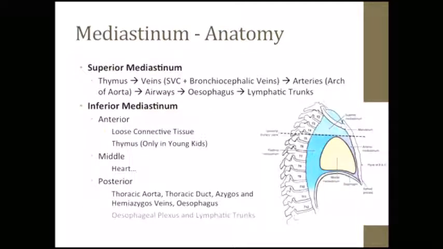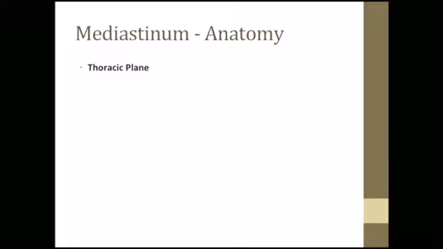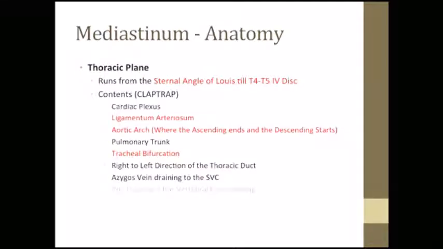So, yep, this is just a diagram to illustrate that. The thoracic plane runs from the sternal angle of Louis to the T4, T5 IV disc, like I mentioned earlier. This is just a mnemonic for you guys to use to remember the contents. So it stands for CLAPTRAP. And cardiac plexus, ligamentum arteriosum, aortic arch.